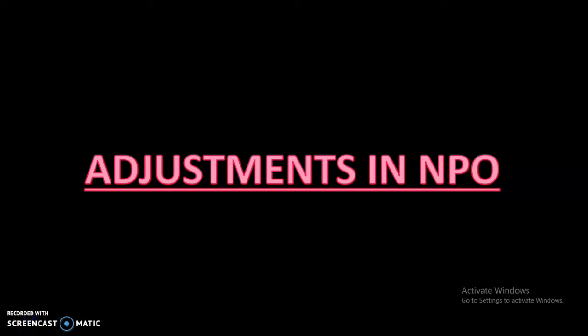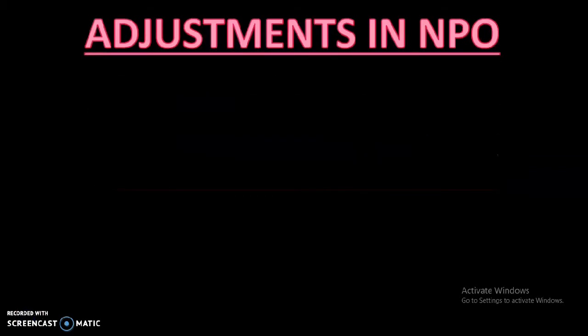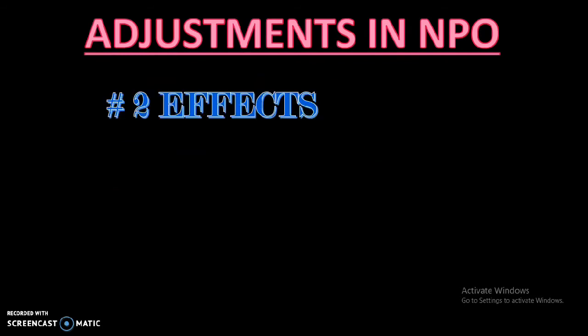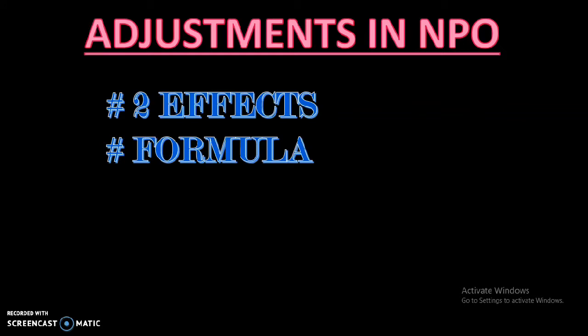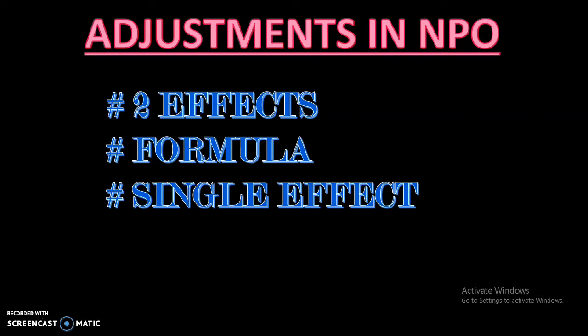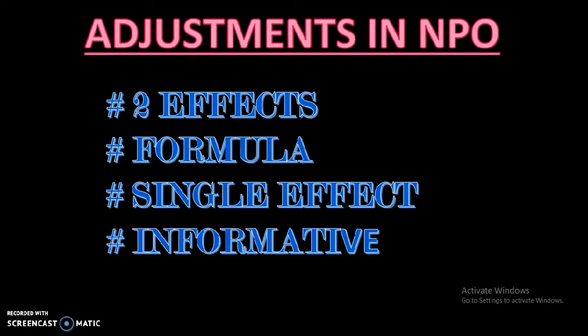In this video, we'll be doing the adjustments in the chapter NPO. The adjustments in NPO are of different types. There will be adjustments with two effects, the kind of adjustments we've been doing since we've learned the chapter Final Accounts of a Trading Concern. There'll be adjustments with formula, we'll be learning the formula. There'll be adjustments which will have only a single effect. There would be informative adjustments as well. So let's begin with the adjustments in the chapter NPO.